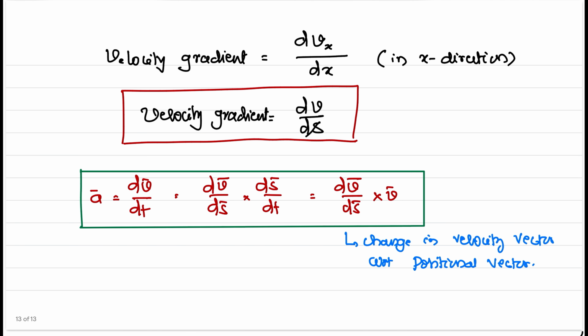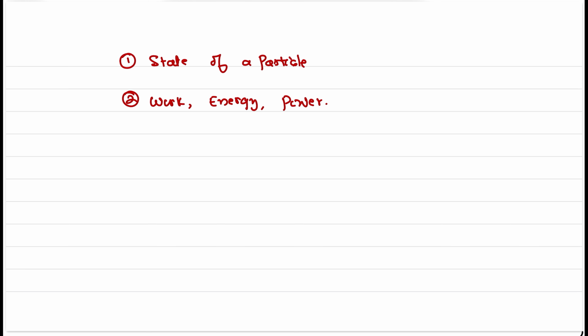That means ultimately we have come back to our original understanding of the physics. With this, we understood many things: positional vector, rate of change of positional vector, velocity vector, and how to find the state of a particle. From state of a particle, how to find out the rate of changes, and how to define work, and how to define energy, and how to define power. And their units also we have understood.